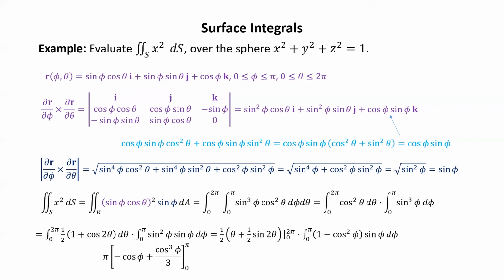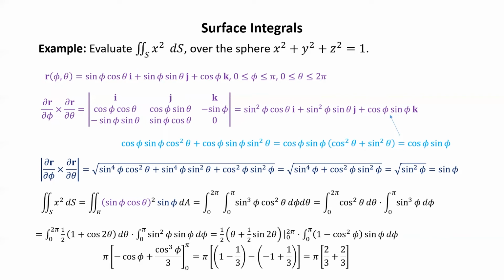Now, when we integrate the second integral there, we're doing a simple substitution. If we let u equal cosine phi, then du is negative sine phi d phi. So that just becomes a power rule, minus cosine phi plus cosine cubed phi over 3 from 0 to pi. So when we plug in the pi, we get negative cosine pi plus cosine cubed pi over 3, which gives us 1 minus 1/3. And when we plug in the 0, we get negative 1 plus 1/3.